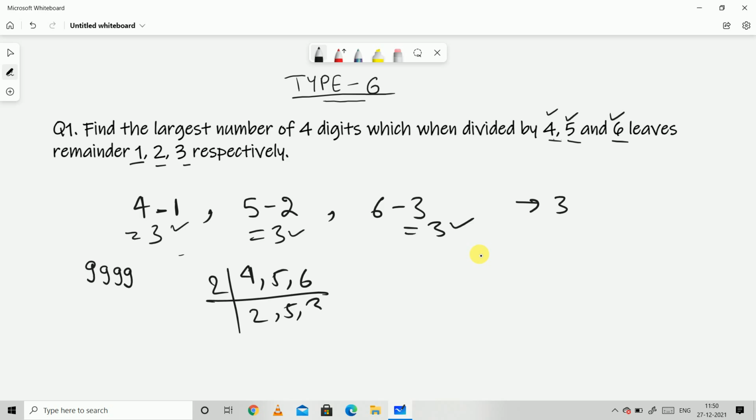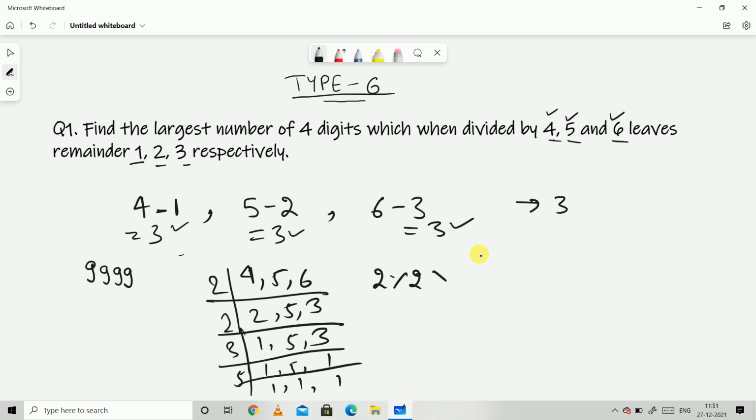So what will be the LCM of 4, 5 and 6? It will be 2 into 2 into 3 into 5, which is 4 into 15, that is 60. So 60 is my LCM. Then I am going to divide 9999 by 60. That's how we did it in the previous questions.